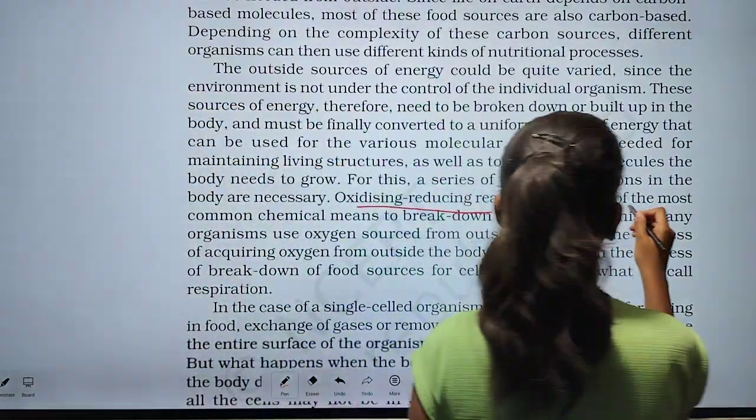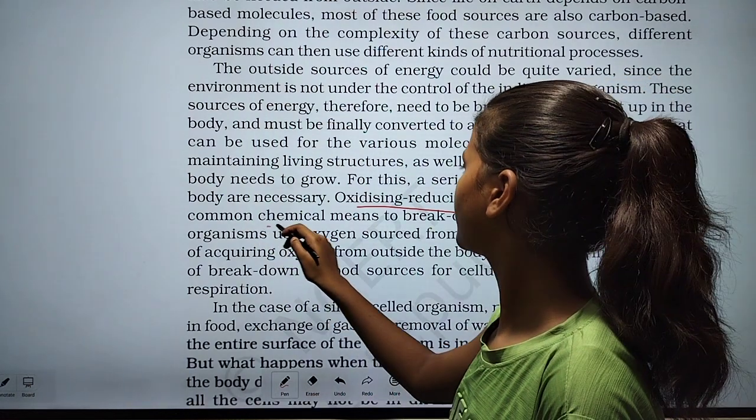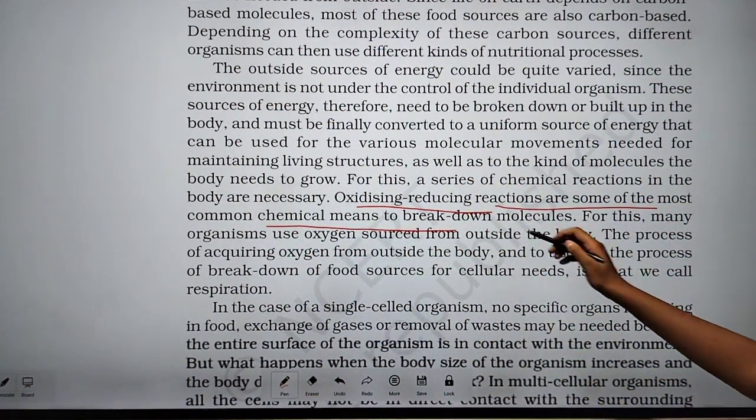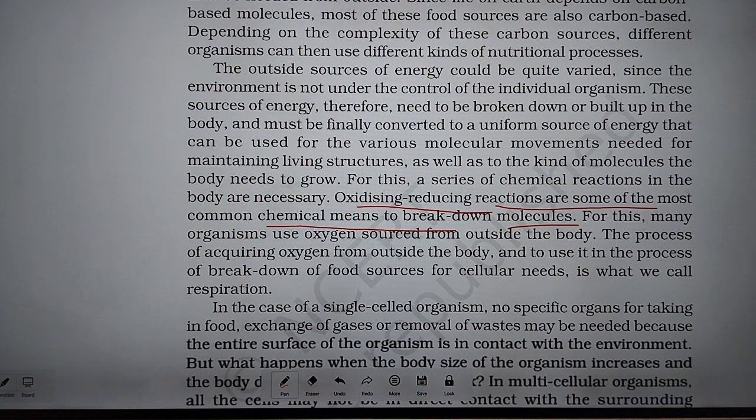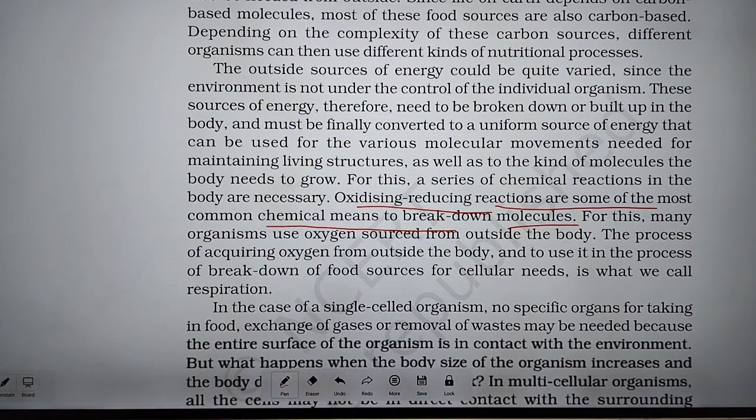Oxidizing and reducing reactions are some of the most common chemical means to break down molecules. Oxidizing reducing reactions are the most common chemical means. It helps to break down molecules.